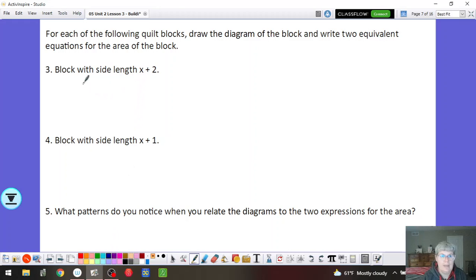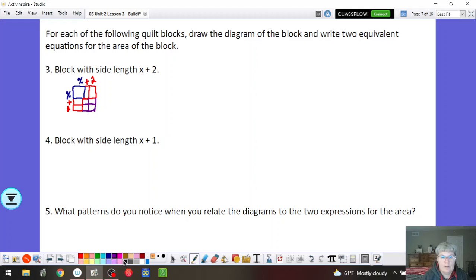So remember, the x is our base square. So it's x by x. The side length is x plus 2. So I'm going to add an inch and an inch this way for the plus 2, and we'll add 2 inches on this side of it for the plus 2. But in order to finish the square, we need to fill in this corner, which is going to give us 4 unit squares.